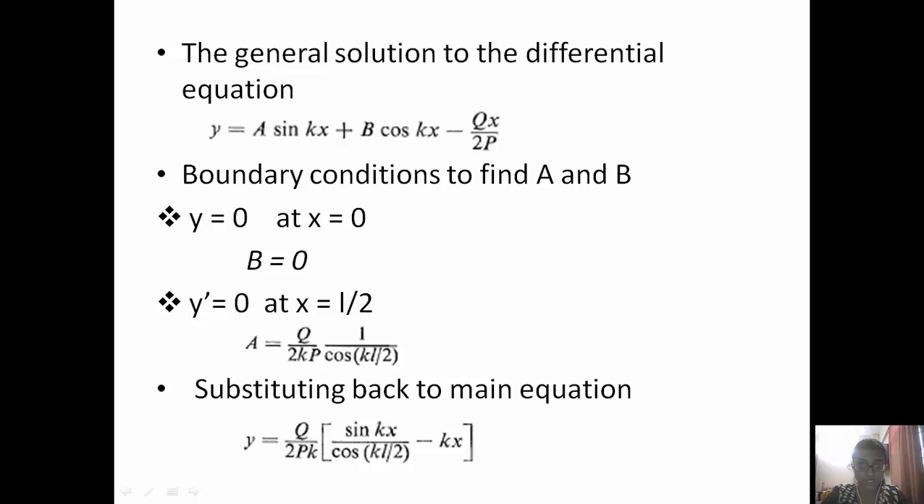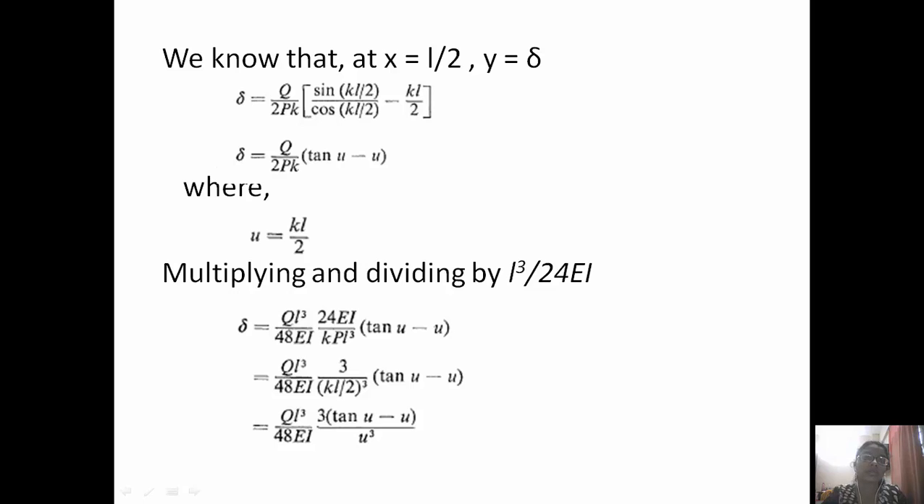When this boundary condition is substituted into the equation of y, we obtain A as Q by 2kP into 1 by cos of kL by 2. Substituting the value of A and B into the main equation of y, we obtain y is equal to Q by 2Pk into sin kx by cos kL by 2 minus kx.